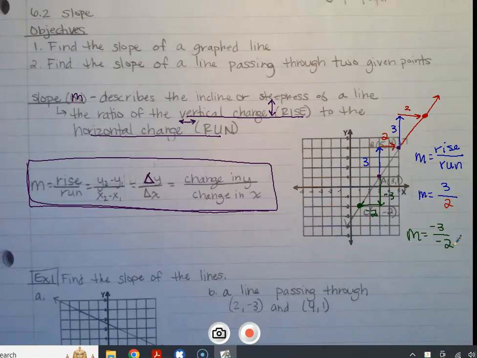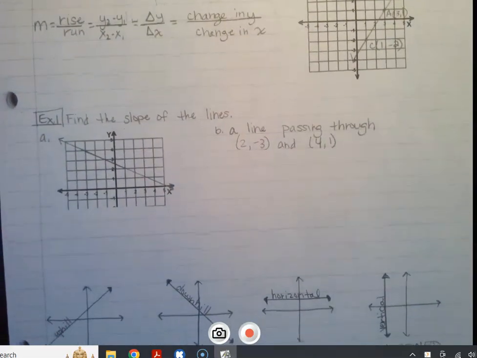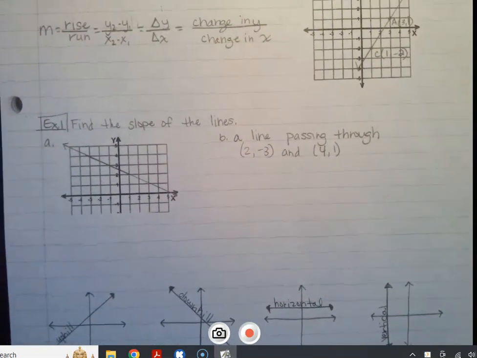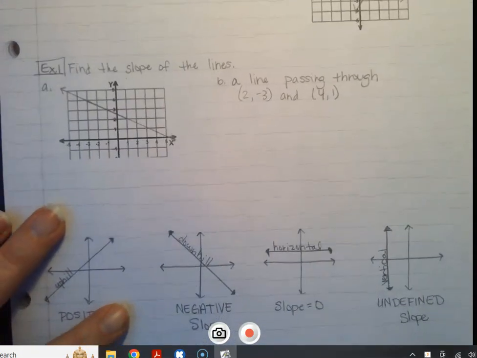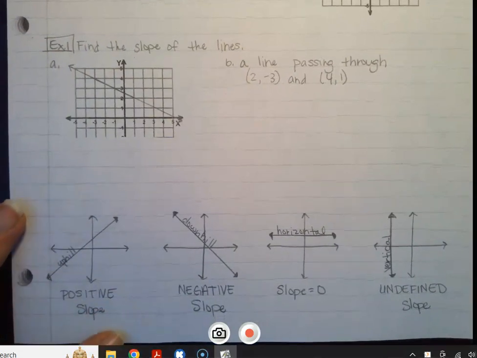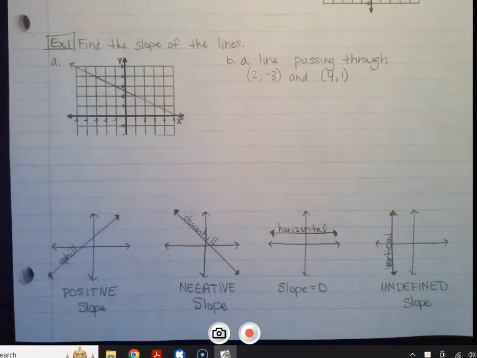Okay. So let's look at example 1 and find the slope of the lines. Can we do A? Can we find the slope of the line there? Can you pick 2 points? Connor, give me 1 point on that graph that you can see really well. 2, 2. Okay, 1, 2. That'd be perfect. All right, so from 1, 2.